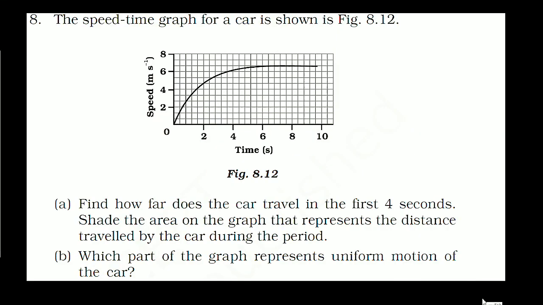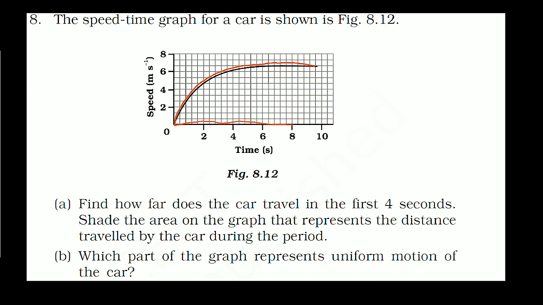This is the time to find the area under a graph, in question number 8. The question says that the speed-time graph for a car is shown in figure 8.2. This is the curve that gives us the speed-time graph. This is the base, where the time is given, and on the y-axis the speed is given.